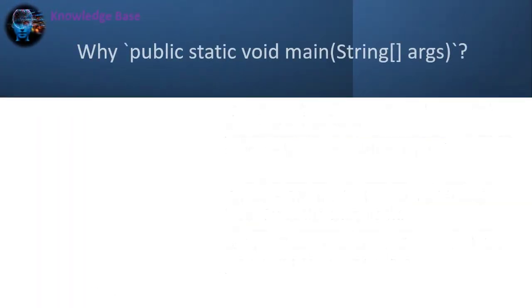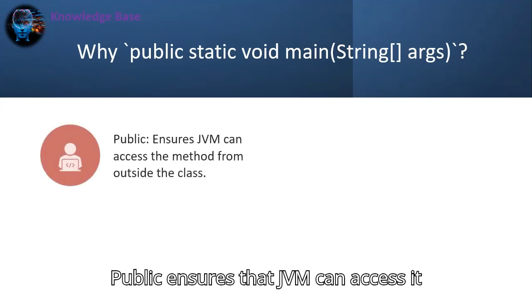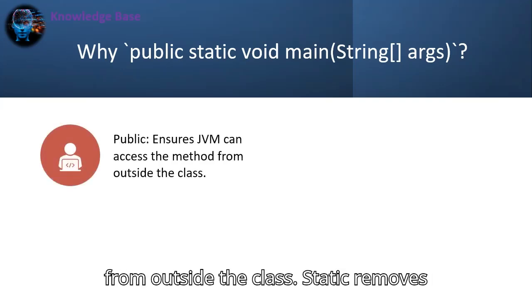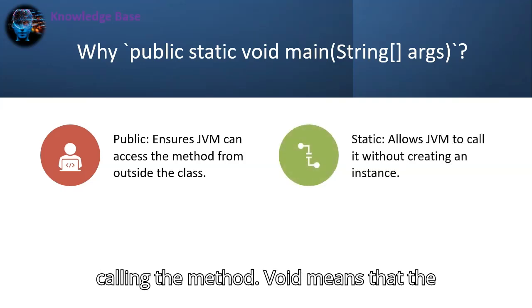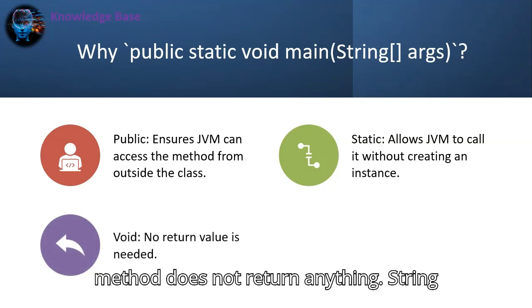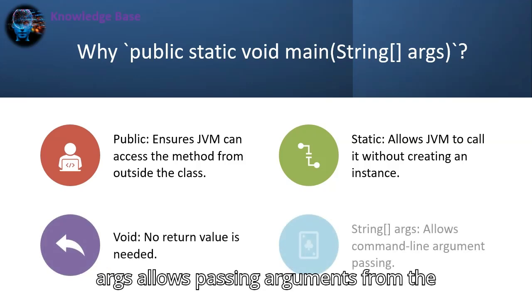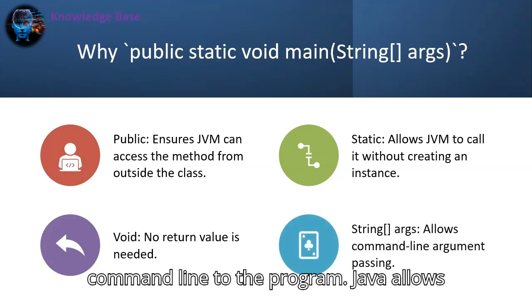Let's understand why each keyword is necessary. Public ensures that JVM can access it from outside the class. Static removes the need to create an object before calling the method. Void means that the method does not return anything. String[] args allows passing arguments from the command line to the program.